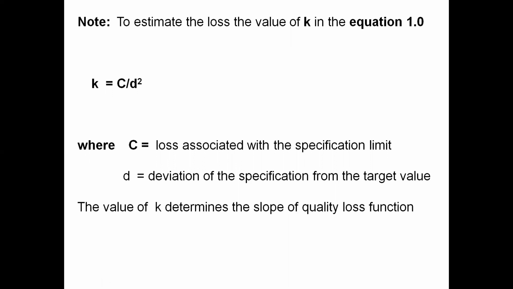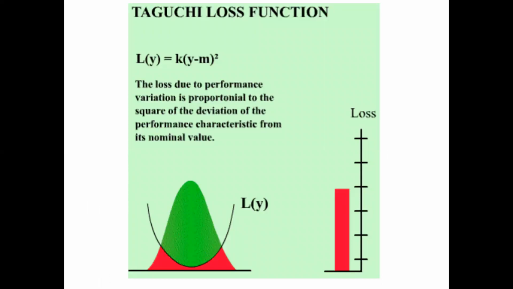The value of k determines the slope of the quality loss function. For the derivation, writing the equation is sufficient: L(y) = k(y - m)^2. That is the Taguchi loss function.